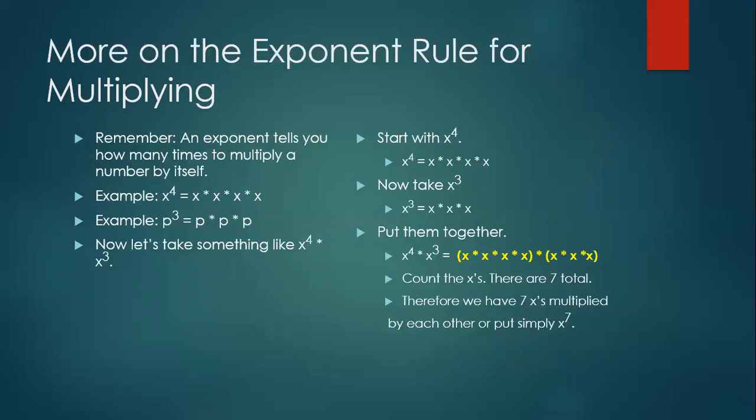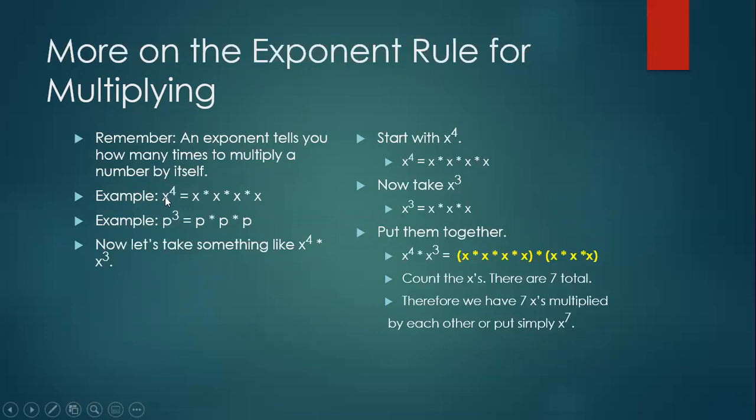So let's talk about this rule and let's put it together. I want you to see where it comes from so you can go, okay, I know what you're doing. All right. The next one tells you how many times to multiply a number by itself. How many times to multiply a number by itself is an exponent.